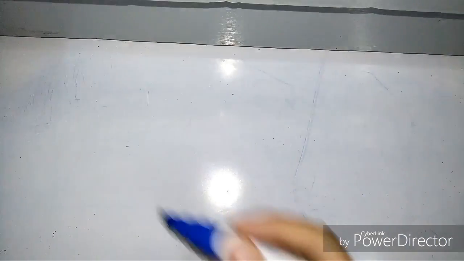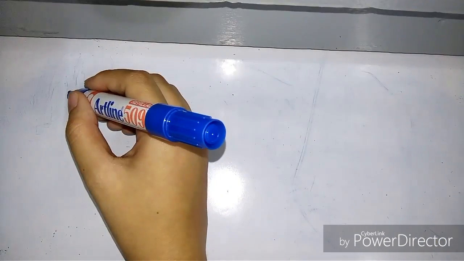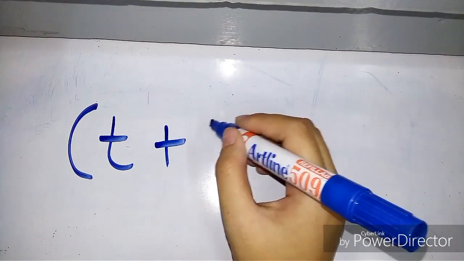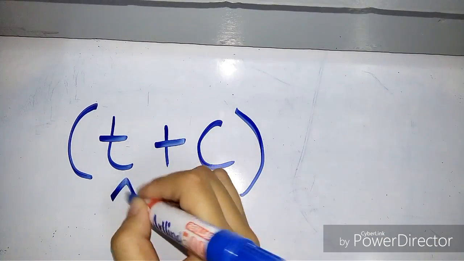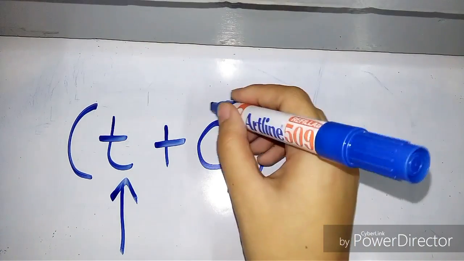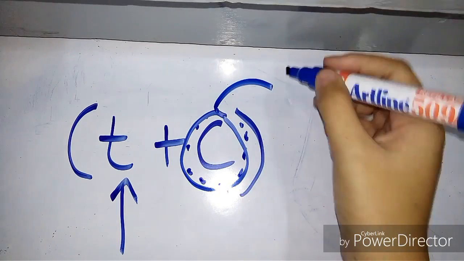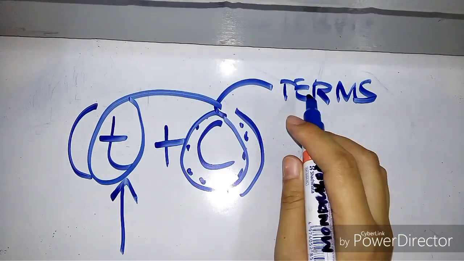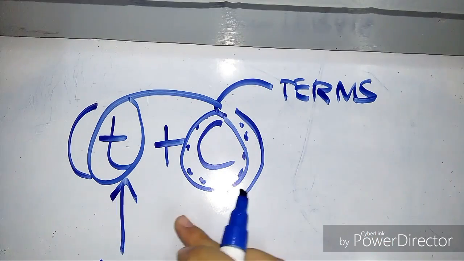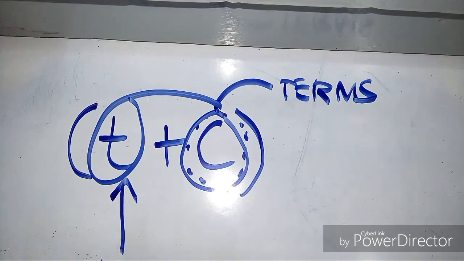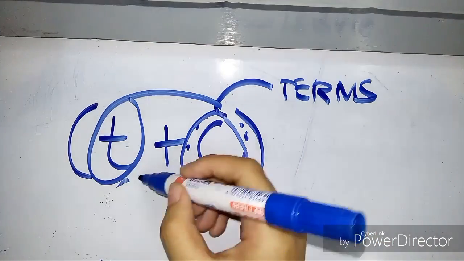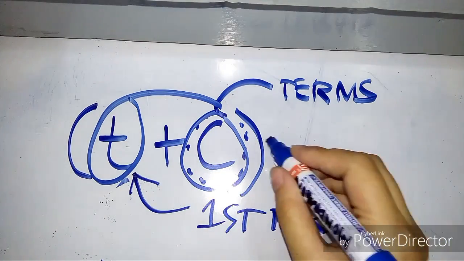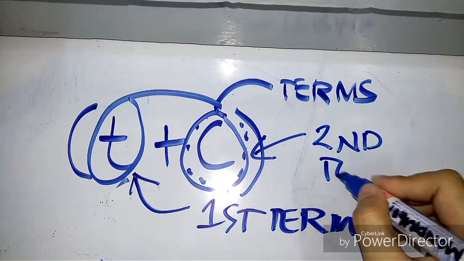We'll be doing a recap of what a polynomial is. So the quantity of t plus c. c and t are called terms. They are separated by a sign, either negative or positive. In this case, we did positive. And t is called the first term, and c is called the second term.